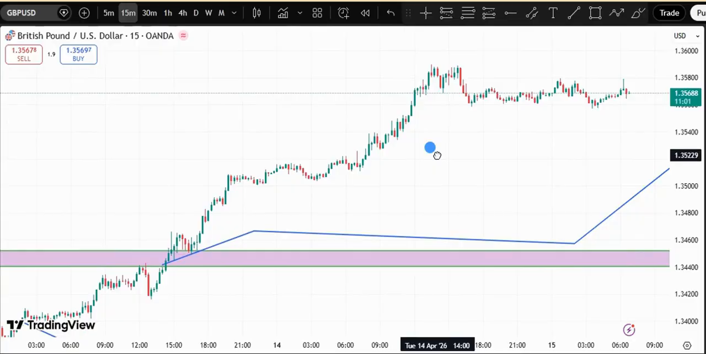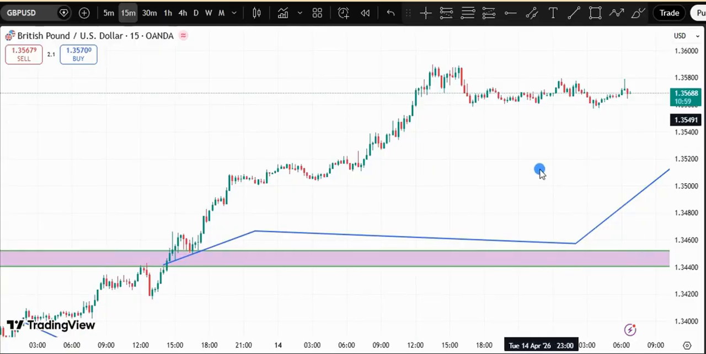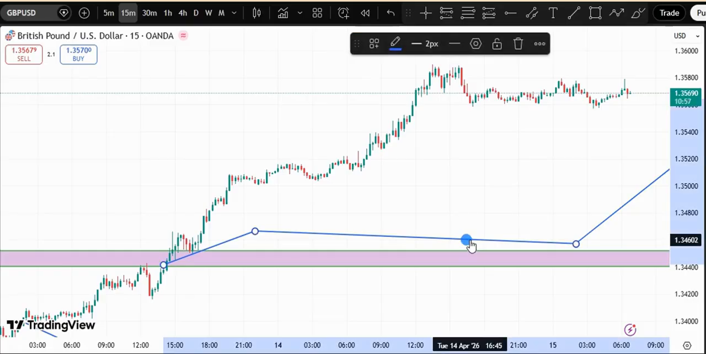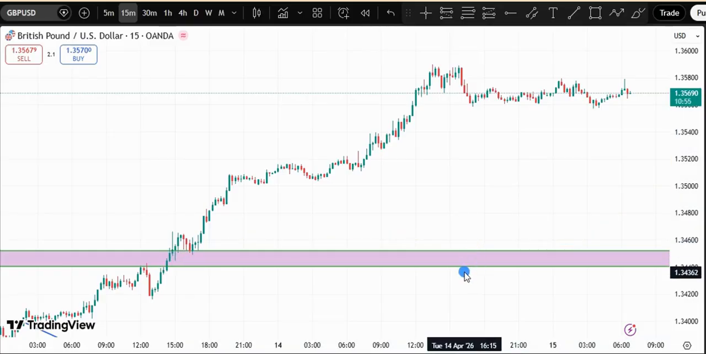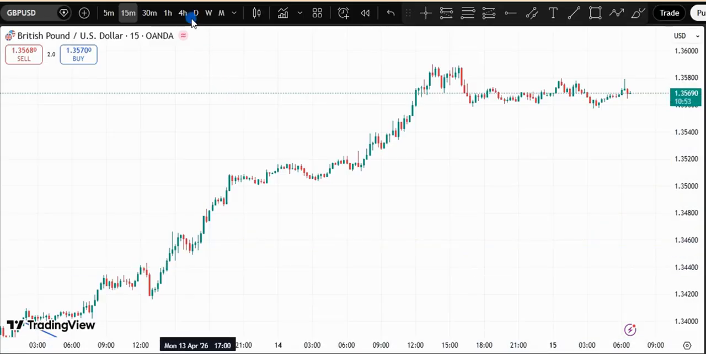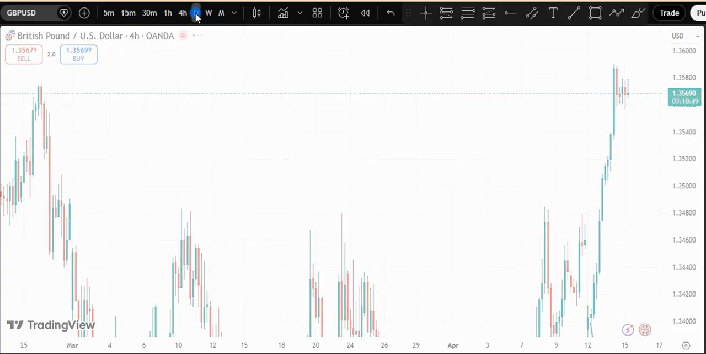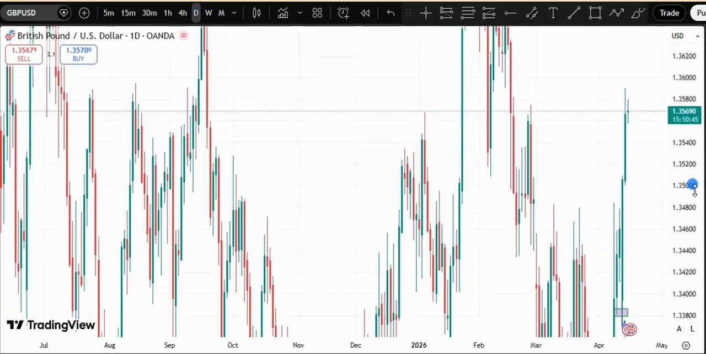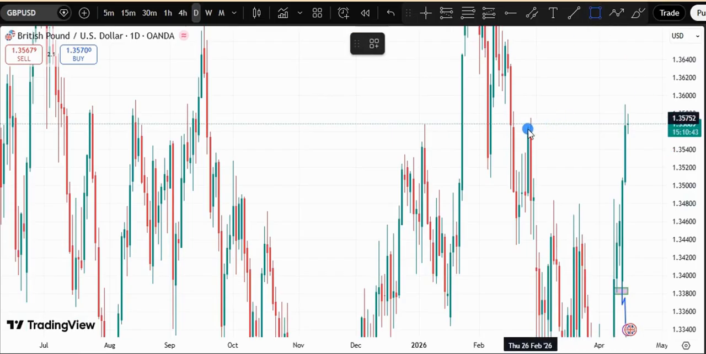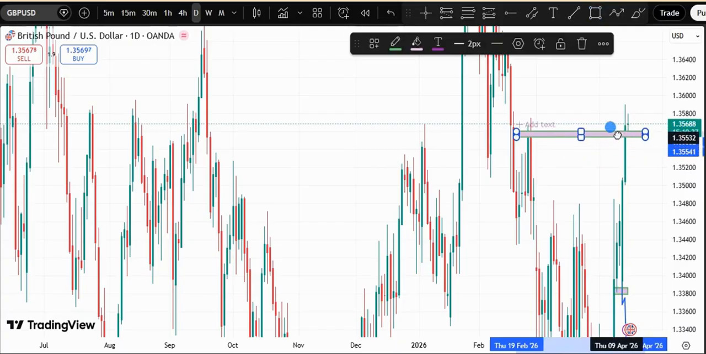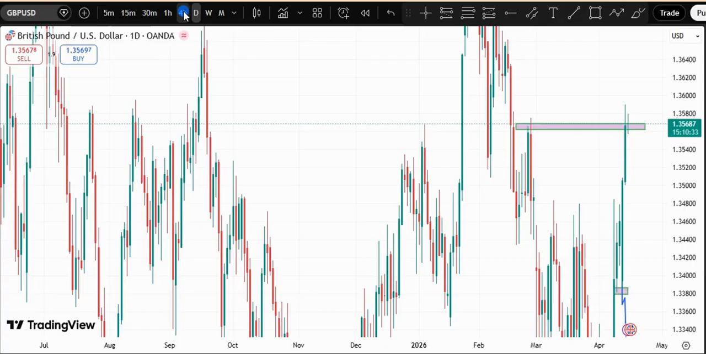All right, so that was the pound trade for yesterday. Let's forget about yesterday's trade. I'll be cleaning up everything marked previously so we can have a better chart. Now going back to the 4-hour chart to see what we are expecting. Okay, let's go to the daily. On the daily chart, we can see there's a level right here. Okay, so let's go back to the 4-hour chart now.